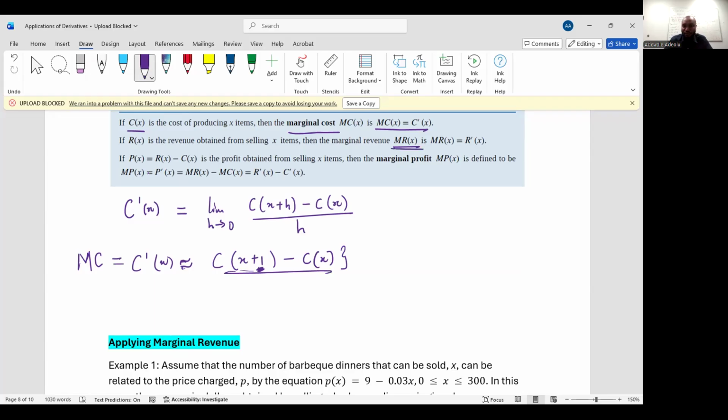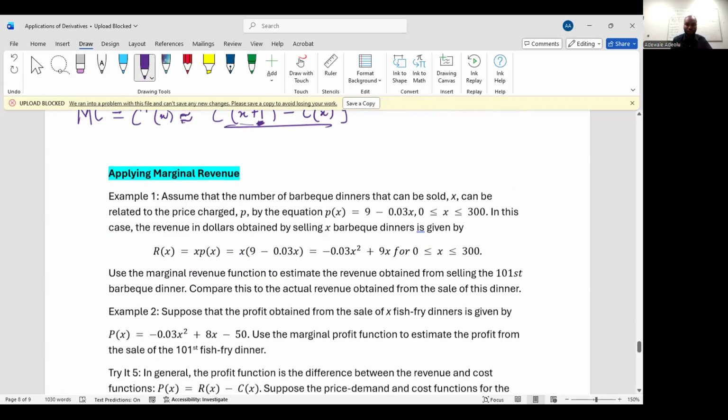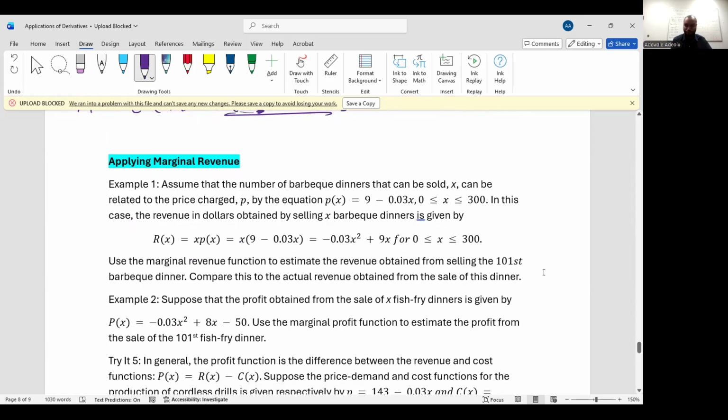So we can also talk about marginal revenue, which is also taking the derivative of the revenue function. We can talk about marginal profit, which is the same as taking the derivative of the profit function. Let us apply this new knowledge to real life.